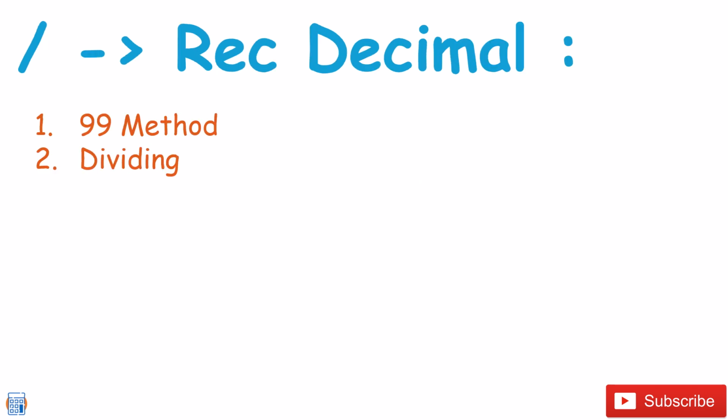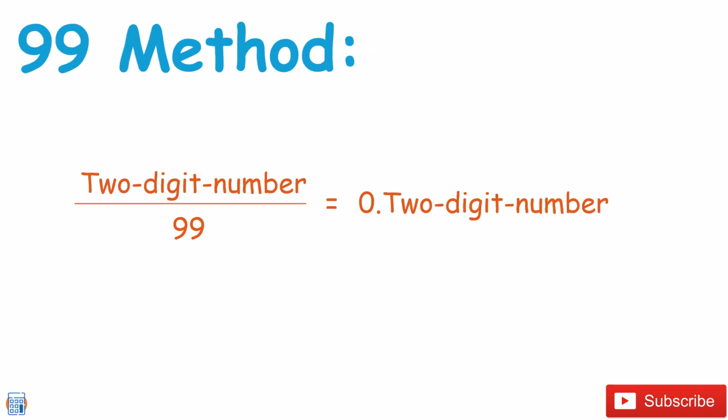Now let's go the other way. So how do we get from a fraction to a recurrent decimal? I would always check for the first method first, and then move on to the second. So the first method is the 99 method. Any two-digit number that's divided by 99 is equal to 0.